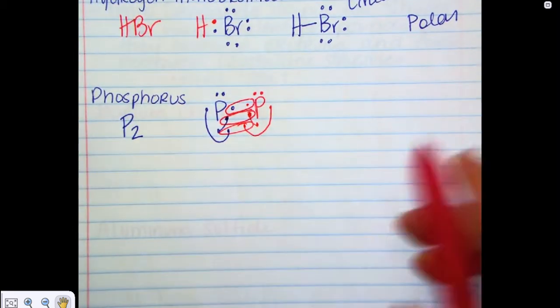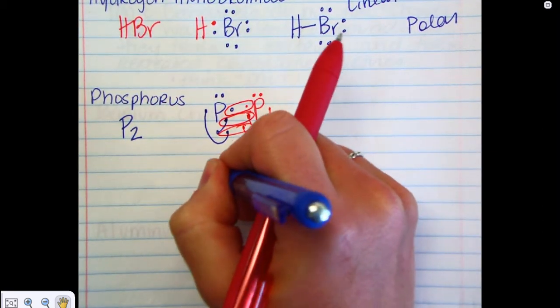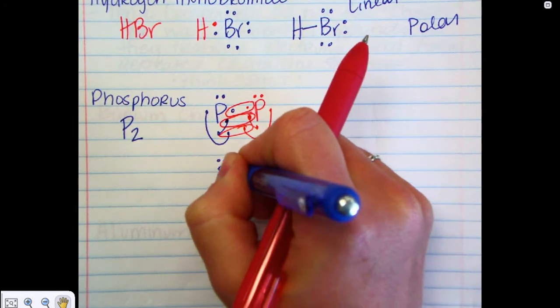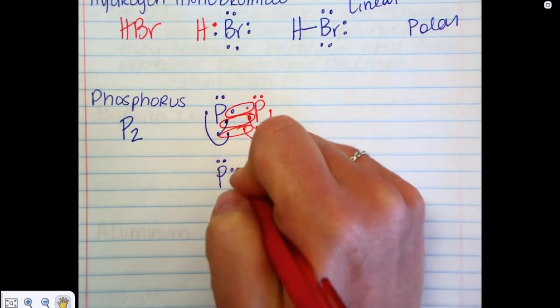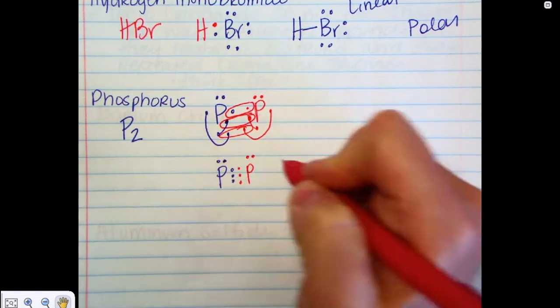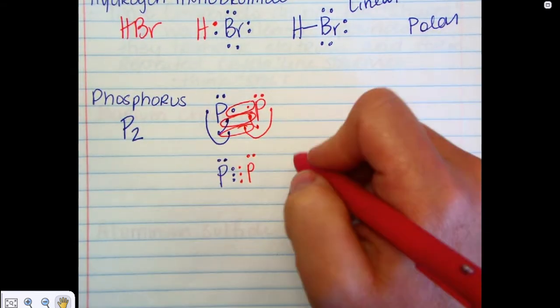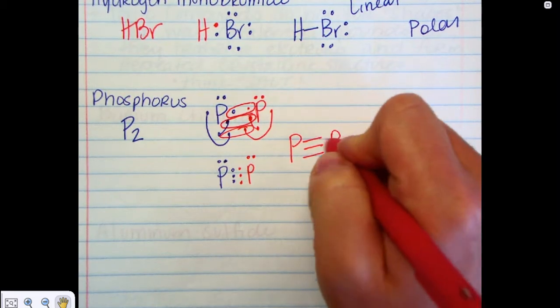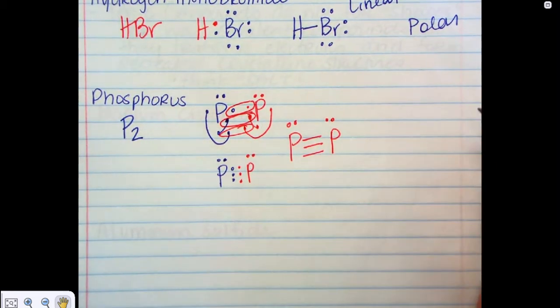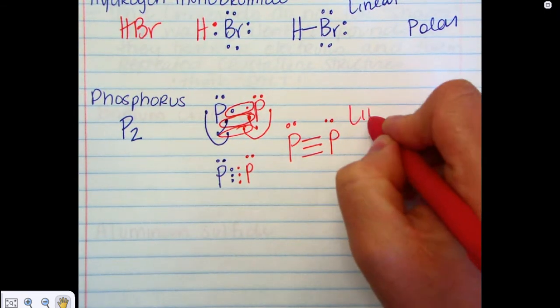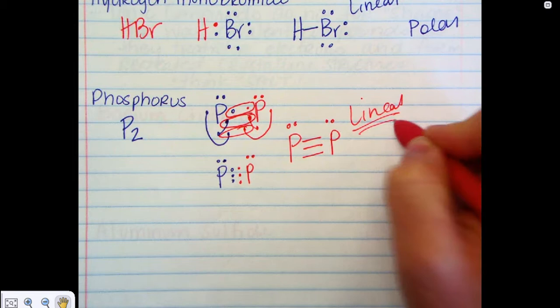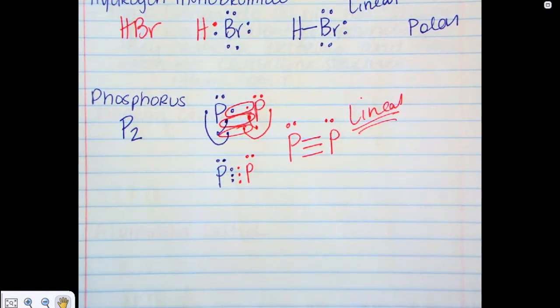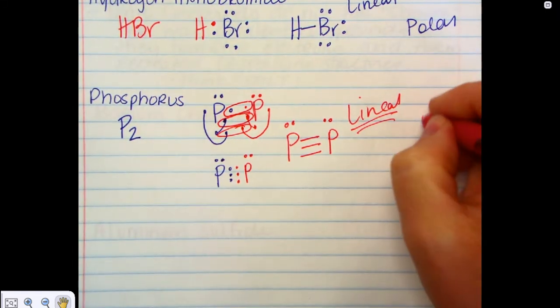So let me rewrite this so it doesn't look like a hot mess. So phosphorus with the unshared pair on top, 1, 2, 3 bonds. 1, 2, 3, phosphorus unshared pair on top. So I have a triple bond. Is this pyramidal? No, sure doesn't look like a pyramid. Looks like a straight line. It's linear. Anytime I've got a multiple bond, no matter what the normal column would be, it's going to force it to become linear. So this is linear, and tug of war against yourself, nonpolar.